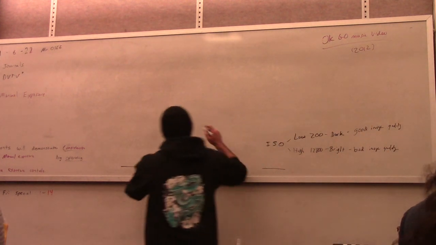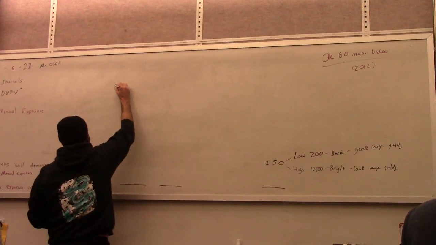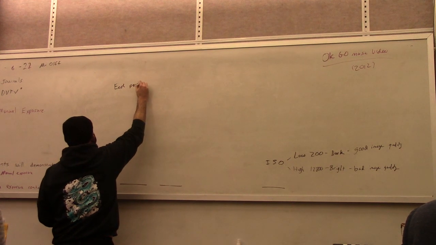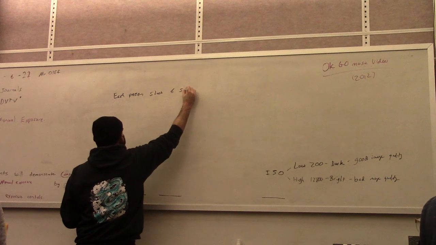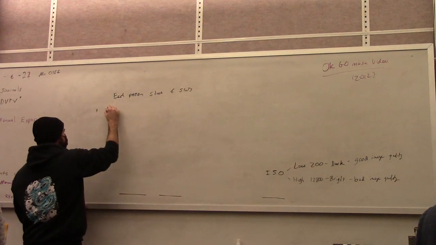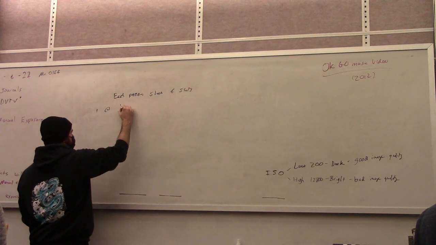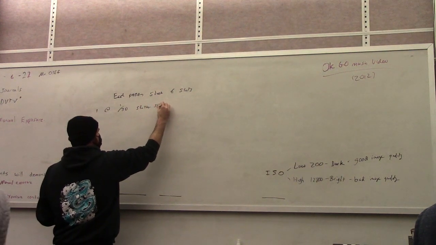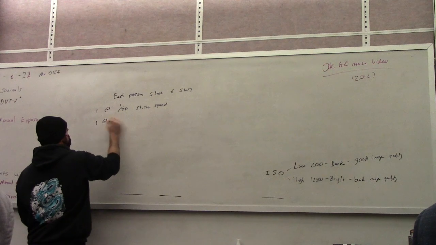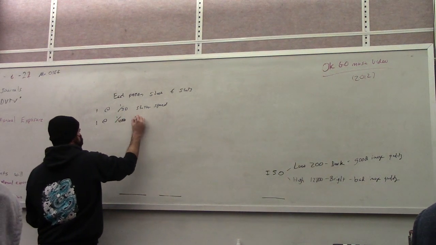Each person is going to shoot 6 shots. One at 1/30th shutter speed, and one at 1/4000th shutter speed.